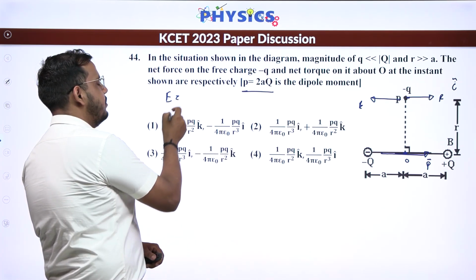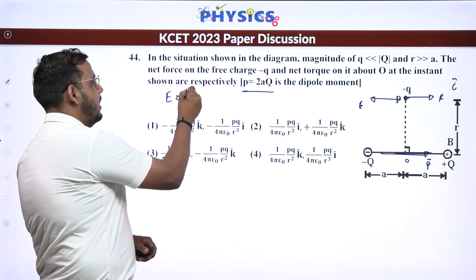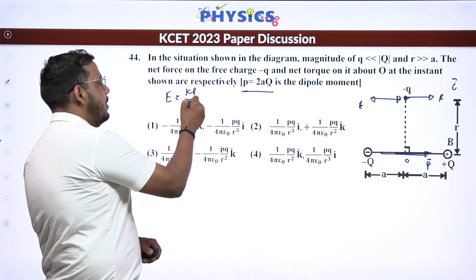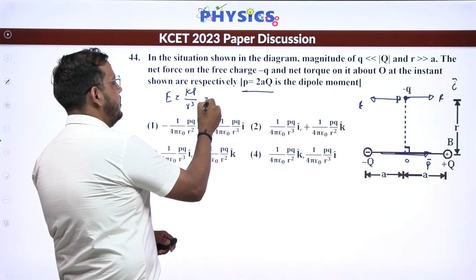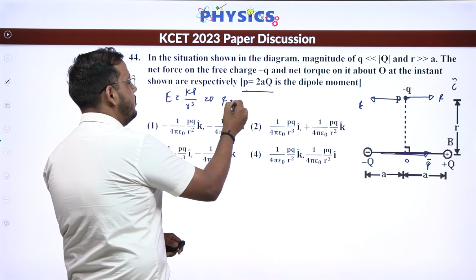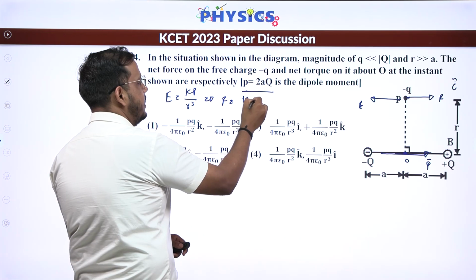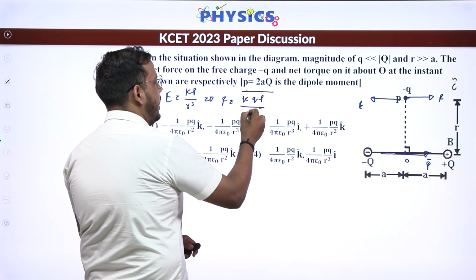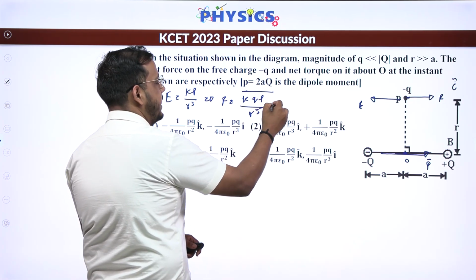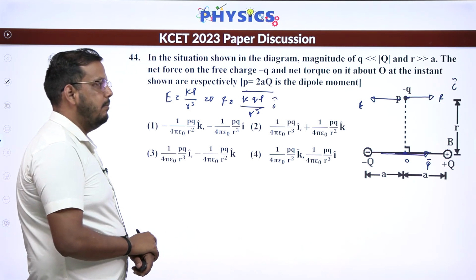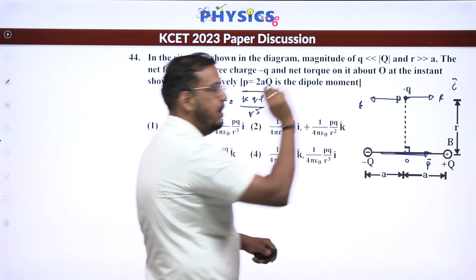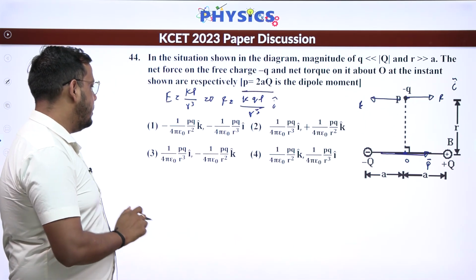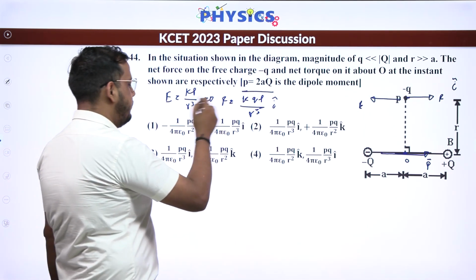The field at the equatorial axis formula is Kp by r cube, in the condition when r is very, very greater than a. So what will be the force here? The force will be charge into field, so it will be Kqp by r cube, and the direction is i cap, because as we have seen here, field direction is this, so force will be opposite because the charge is negative. K is 1 upon 4 pi epsilon naught.